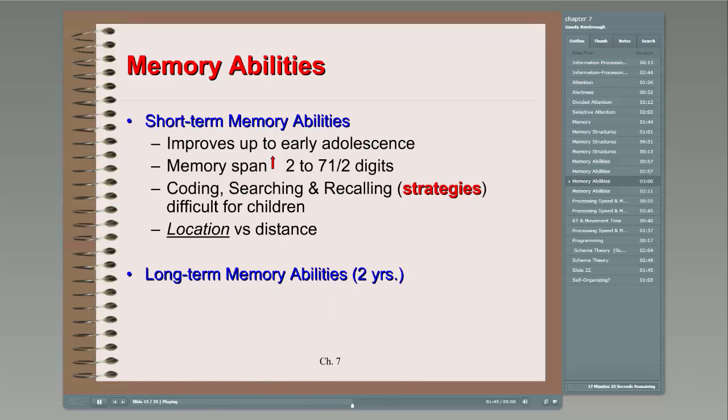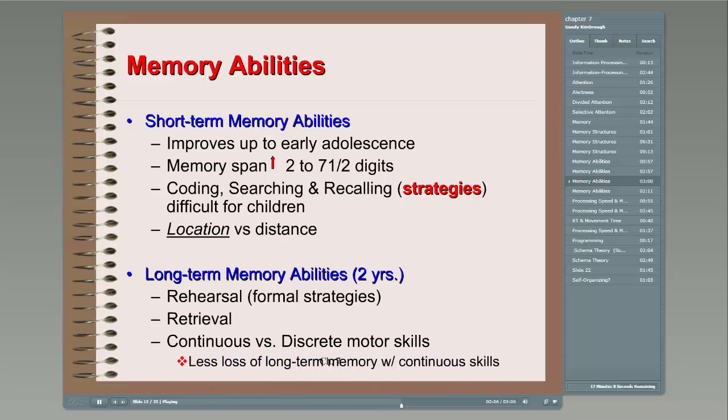Okay, our long-term memory abilities also change. Long-term memory exists in infancy, but it's very evident by 2 years old, partly because these kids can now talk, and so it's easier to assess their memory. But they have to be taught rehearsal. They're not great at rehearsal. You have to teach kids how to do that, and they're getting better at retrieval, but that's also an issue.